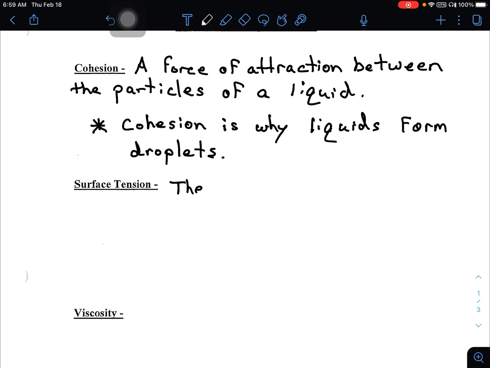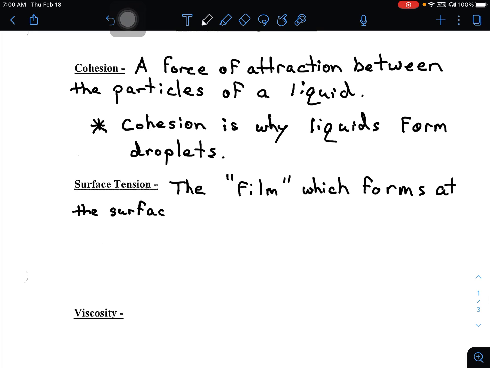So surface tension is defined as, and I'm going to put quotes around this, when I say film, I'm talking like a thin membrane that forms at the surface of a liquid. And I will show you a demo with this tomorrow if this doesn't make sense today.